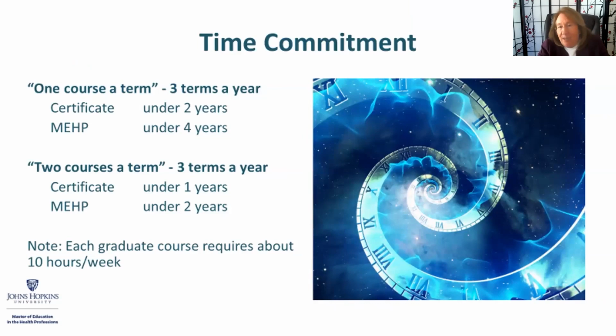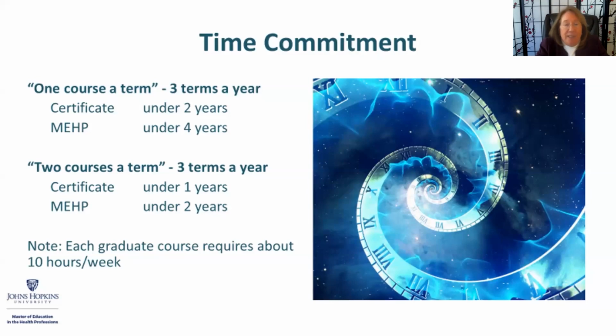In terms of how much time this program takes, we have two different tracks that people tend to follow, but they're still flexible within those tracks. We have a 1 course a term track, and in that time, you take 3 courses across the year, and in 2 years, you earn a certificate, and in 4 years, you earn a degree. If you take 2 courses a term, you speed that process up, so you earn a certificate in 1 year and a degree in 2 years.